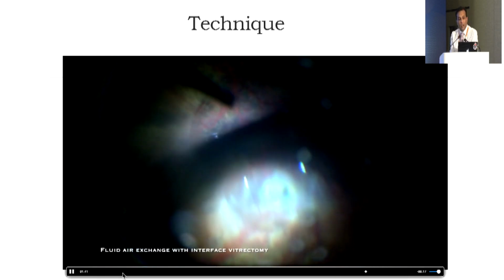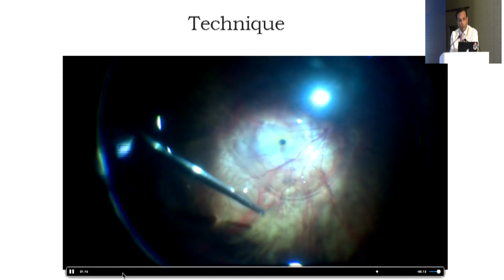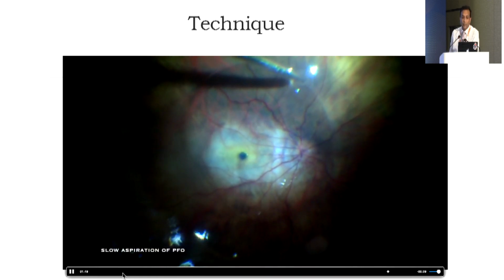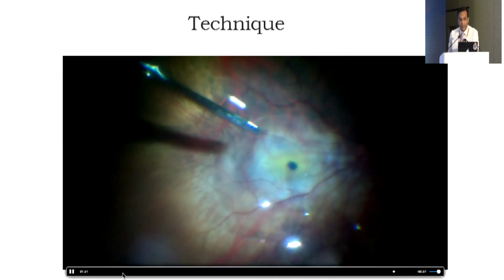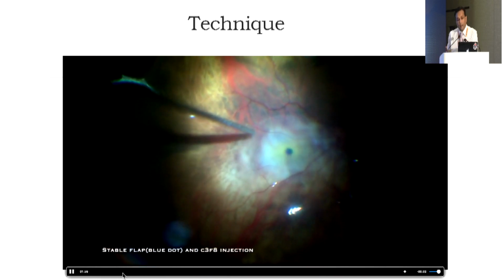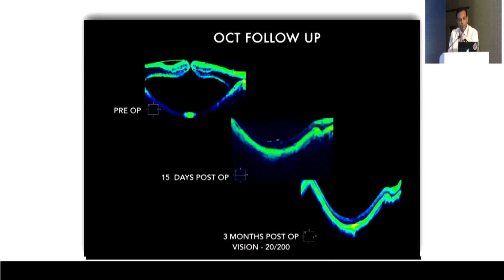The posterior pole is flat, but by the next 2 days, the whole posterior pole will be flat. There will be no subretinal fluid, provided you have not missed any other break, any slit breaks near the vessels. And once you aspirate the PF seal, this technique is so stable, the flap is so stable, it will not get dislodged after the PF seal bubble has been removed. This is the OCT follow-up of this case.